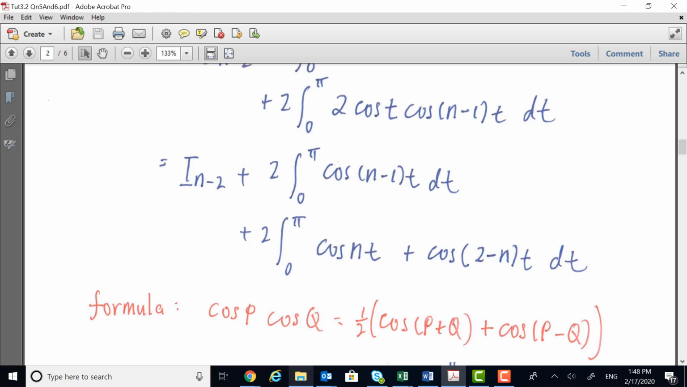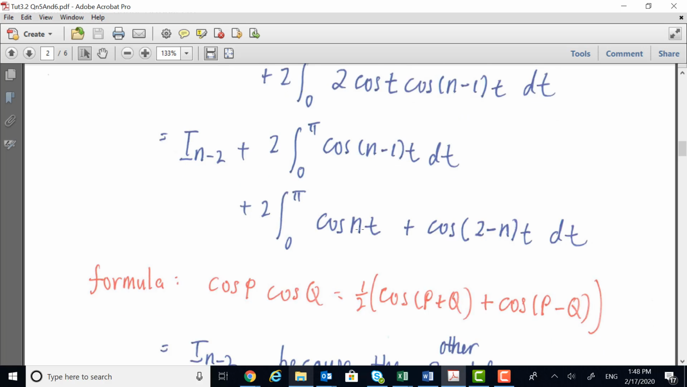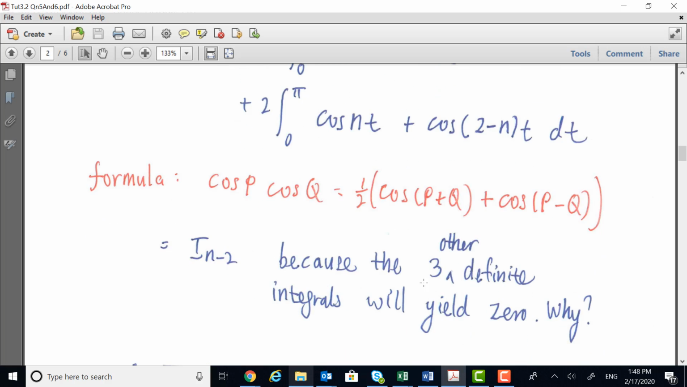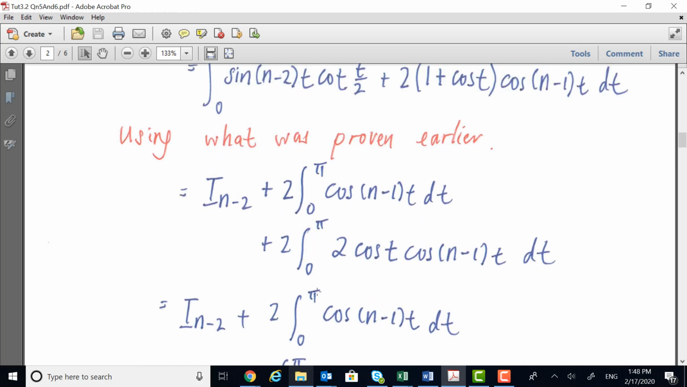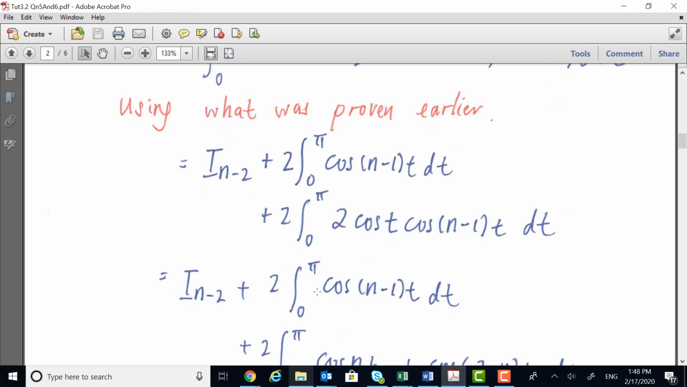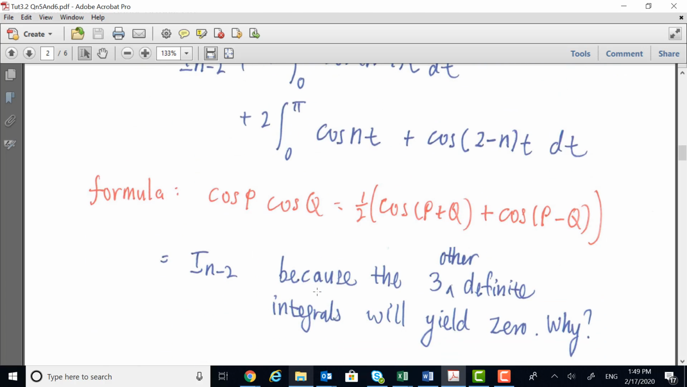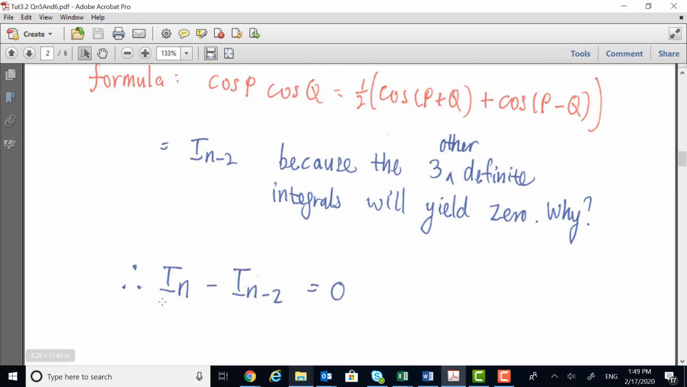You'll notice that if you perform the integration for each of them, you'll find that each of them will end up with sine something. And then upon putting the limits, you'll find that the last 3 definite integrals will all be 0. You can perform the integration yourself. So therefore, you have managed to prove that I of n is equal to I of n minus 2. And now I bring the I of n minus 2 to the left-hand side. I got this result: I of n minus I of n minus 2 is 0.